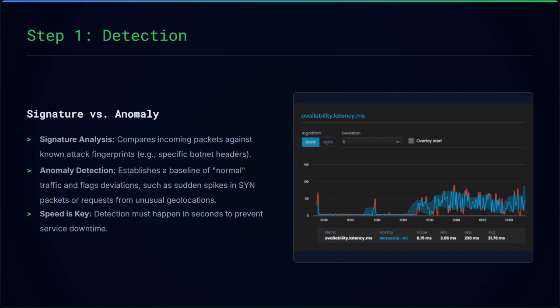The more advanced version is anomaly detection. This is where the system learns the normal traffic patterns of our websites. So if the traffic usually flows at, for example, 1 gigabit per second, and suddenly, let's say, it jumps to 10 or 15 gigabits from brand new unknown locations, that is an anomaly, and this sudden deviation will actually trigger the defense.